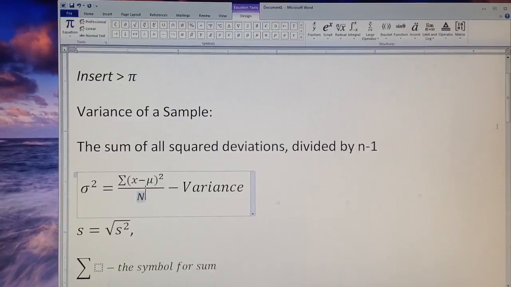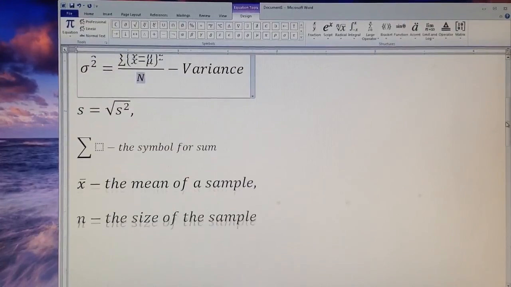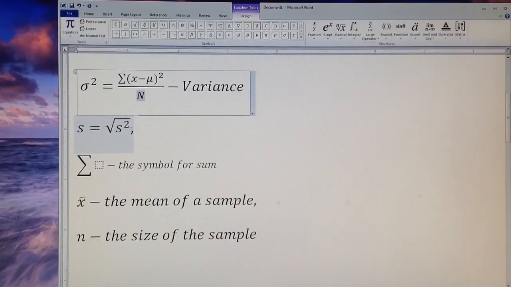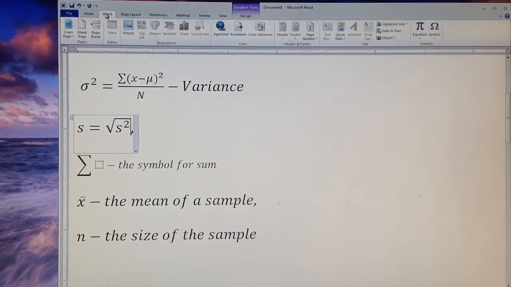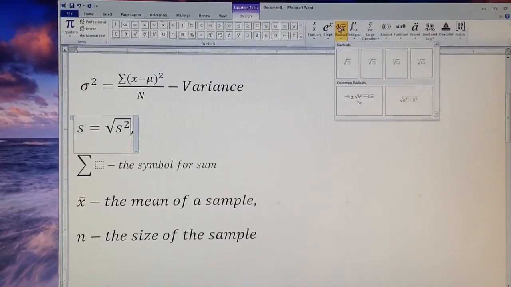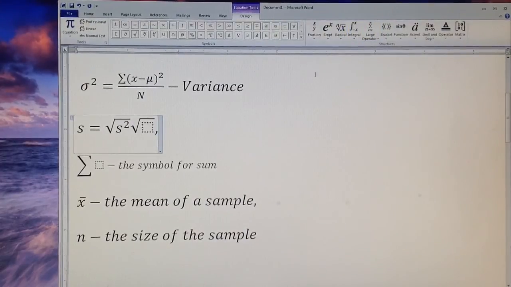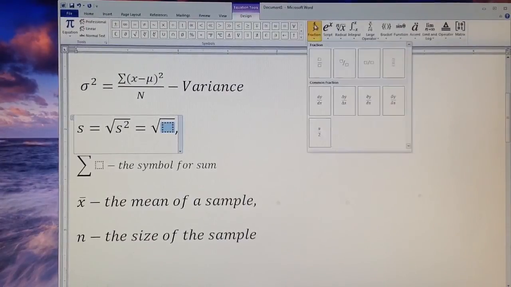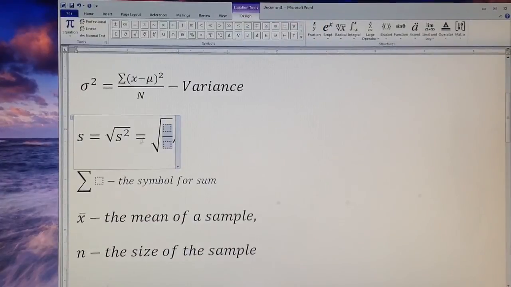Now, standard deviation is the square root of the variance, and I would like to show you how to type this formula to finish this lesson. Insert pi, and you start with the square root, the very first, the very simple one. Of course, don't forget the equal sign. So let's put the equal sign and then the division line. Now let's remember that we are working with a sample.